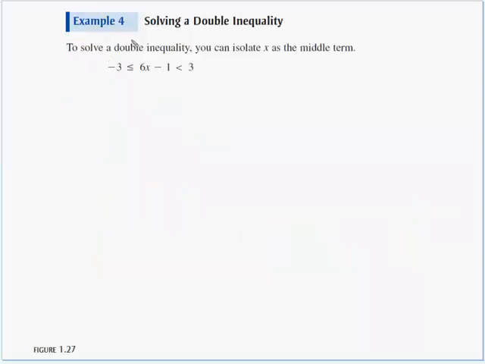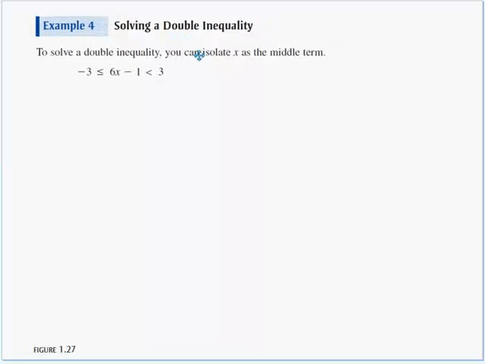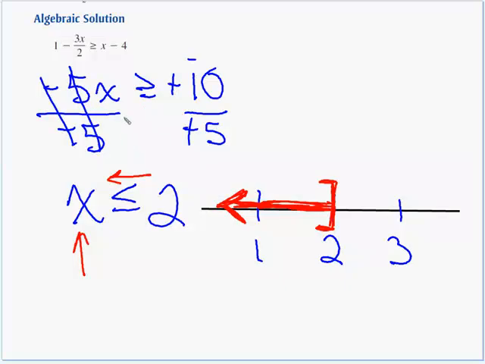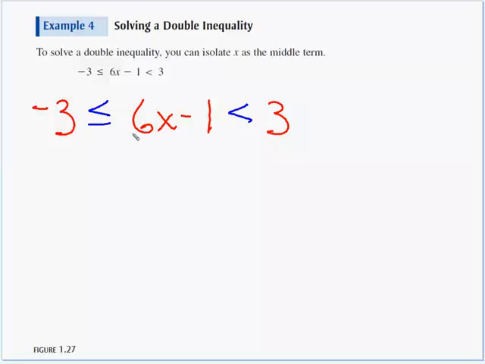Okay, example 4. Solve a double inequality or a sandwich inequality. Note here we do have two inequality symbols, and I'm going to just rewrite this and use a different color here. Between the negative 3 and the 6x minus 1, we have a less than or equal to. And between the 6x minus 1 and the 3 is a less than sign. So we want to get x alone in the middle. And whatever we do to the middle, we're also going to do to the left and the right. So when we were solving equalities, we had to do things to both sides, in 2 places. Now we're going to have to worry about doing it in 3 spots.